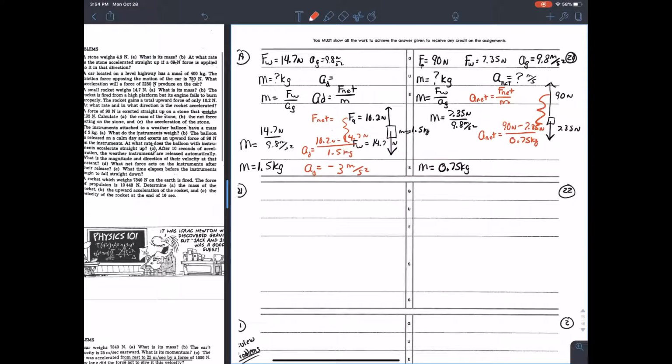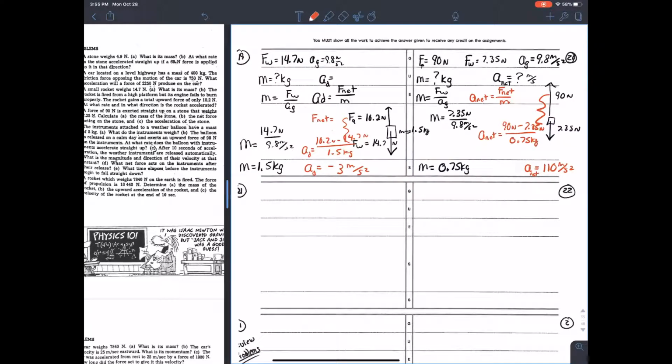I just noticed this. It says what is the net force, and then what is the net acceleration. So we'll do the acceleration since we got it here. The acceleration of this is going to end up being 110 meters per second squared, and that is a positive value because that acceleration is going to be upwards.